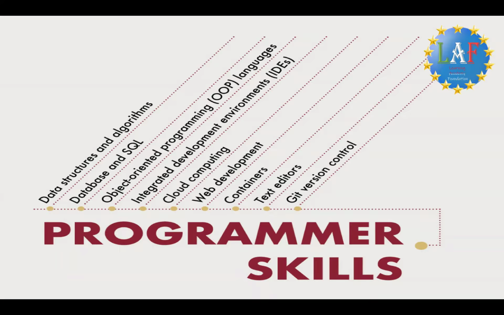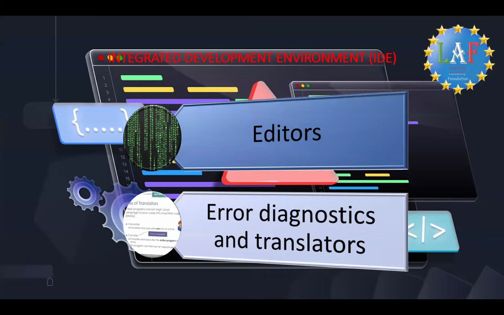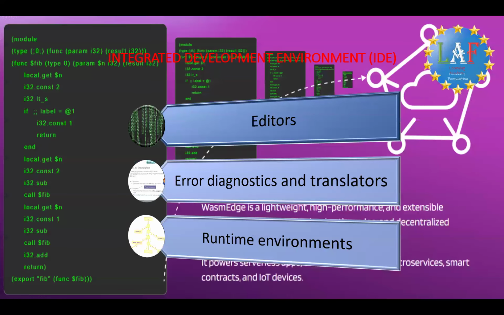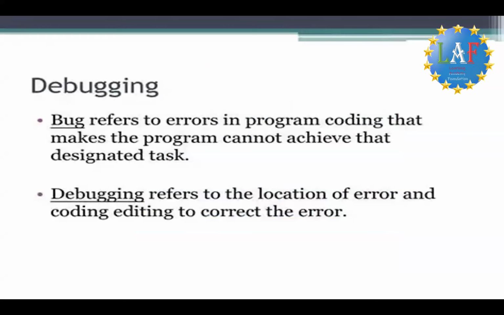Key features include editors, where we write and format our code, error diagnostics and translators. These help us find mistakes and convert code into machine language. Runtime environments simulate how the program will run. And debugging tools help us fix problems by showing what went wrong and where. A bug refers to errors in program coding that prevent the program from achieving the designated task. Debugging refers to locating the error and editing the code to correct it.